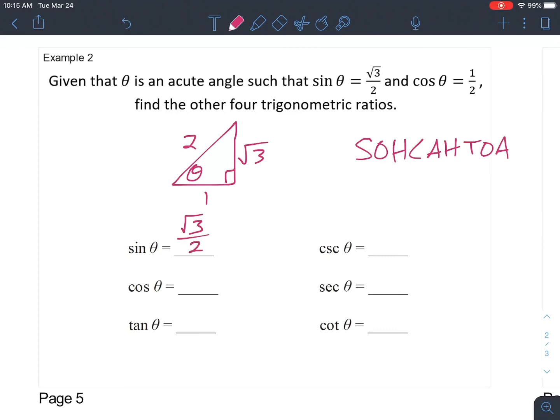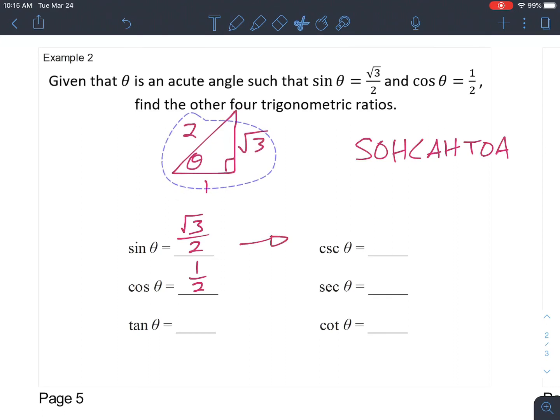Okay, once again, we were given sine and cosine already. We know sine is going to be square root of 3 over 2. We know cosine is going to be 1 over 2. So when we find, I'm going to move that a little higher. When we find then our reciprocal for sine, now the reciprocal we start with is of course going to be just 2 over root 3.